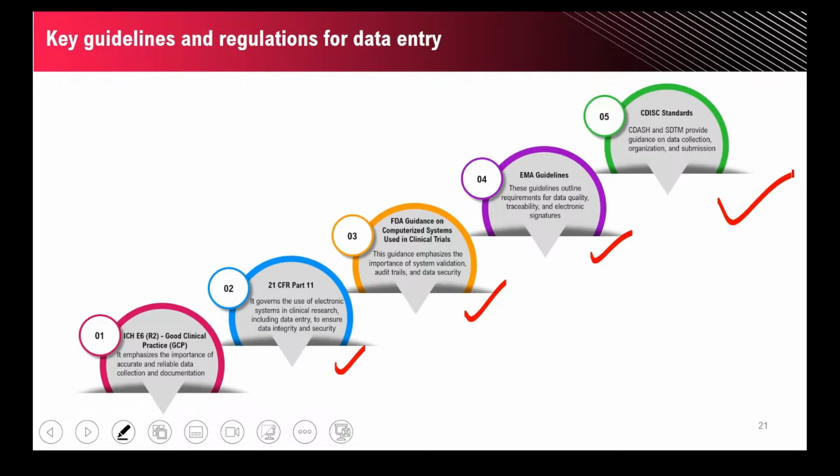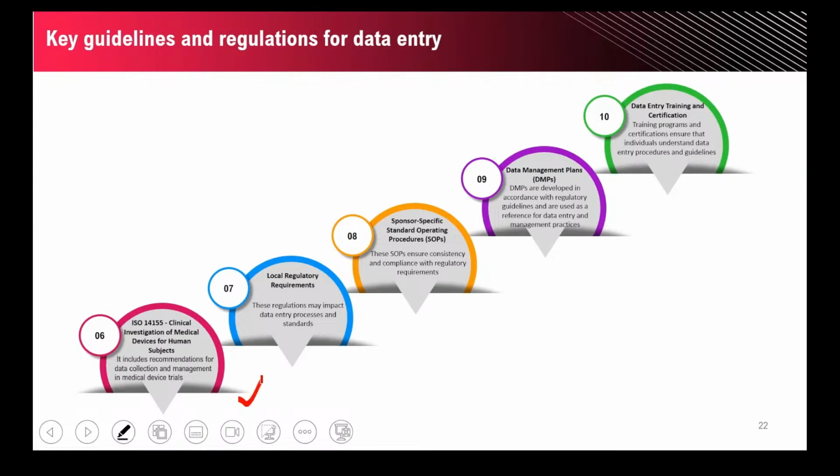have developed global data standards for clinical research. So one of those is CDASH, which is Clinical Data Acquisition Standards Harmonization. And then we have another one, SDTM, which is Study Data Tabulation Model. It provides guidance on data collection, organization, and submission.